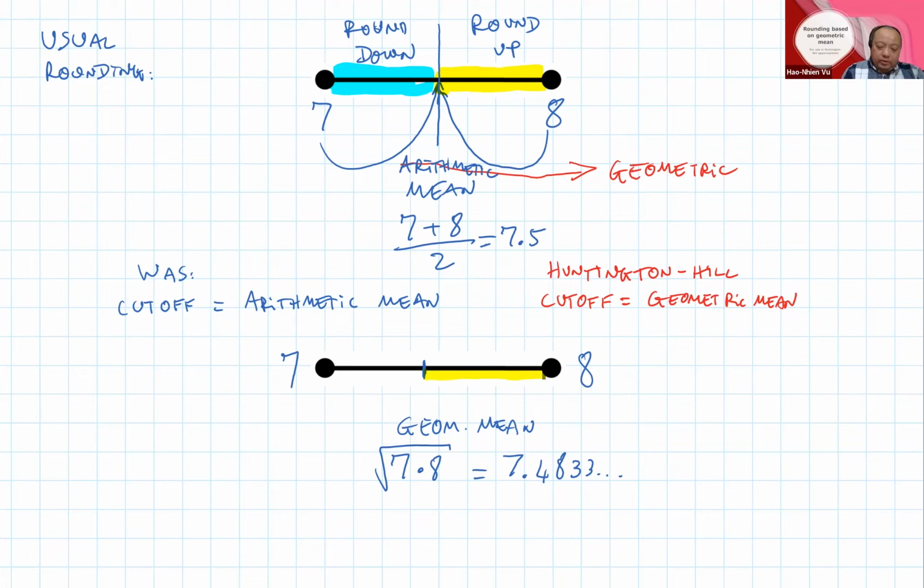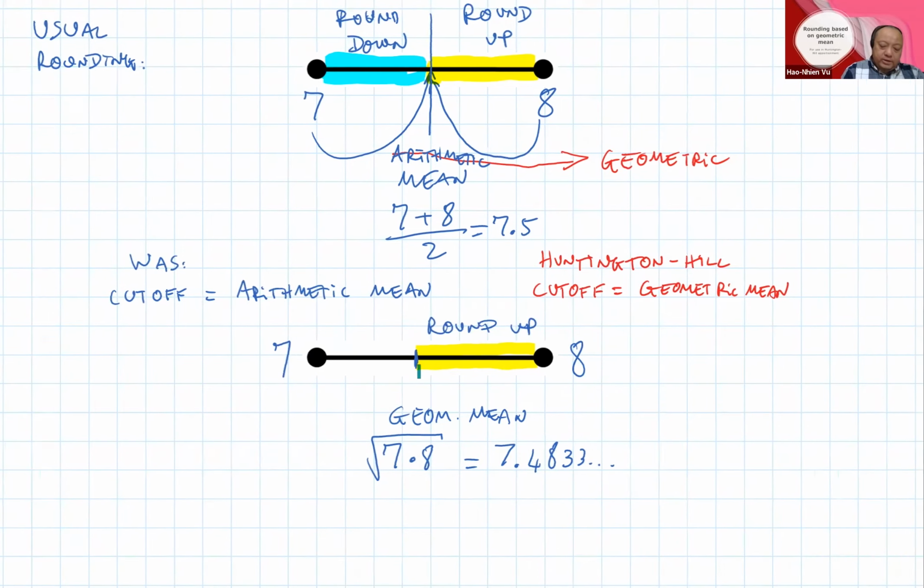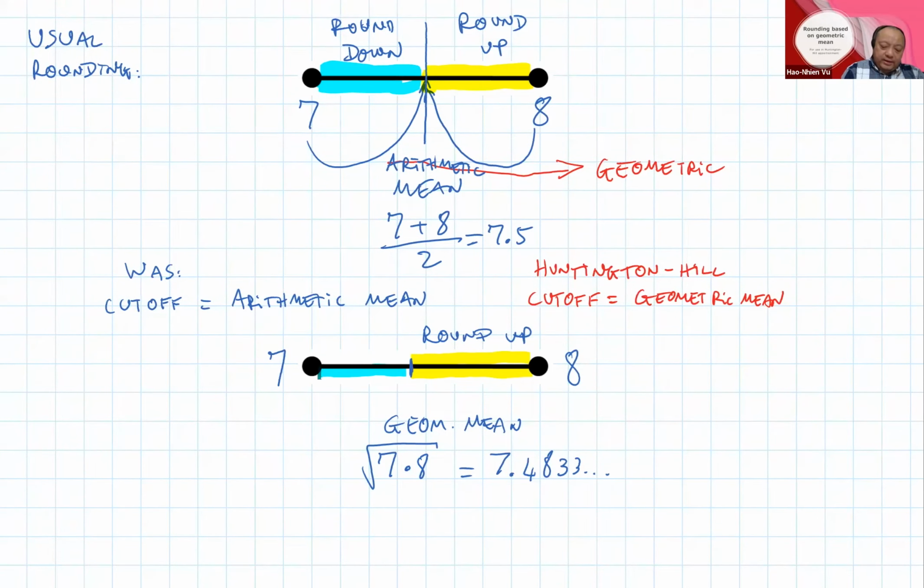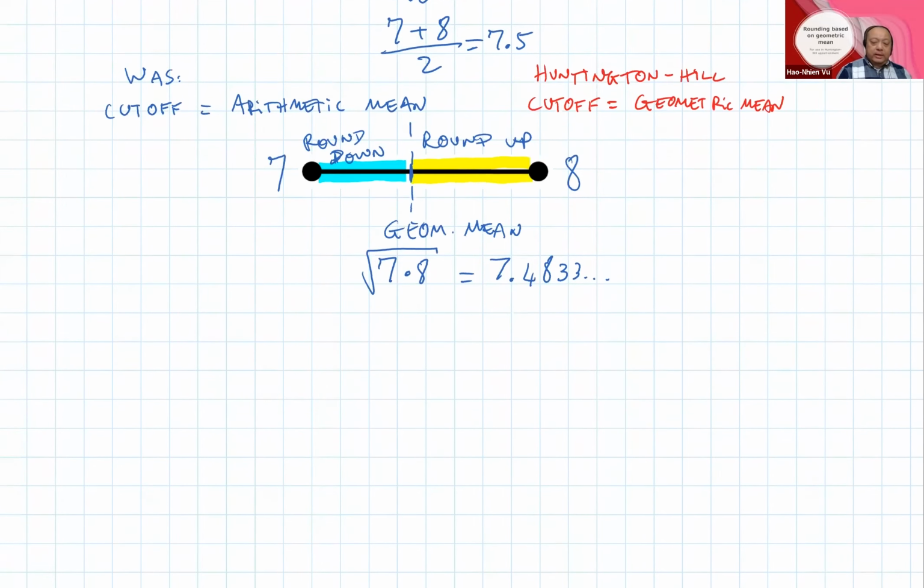Everything from this point and above, we round up. Everything less than that point, we round down. It's just like normal, except that the cutoff is at a different place. All right, let's do an example.